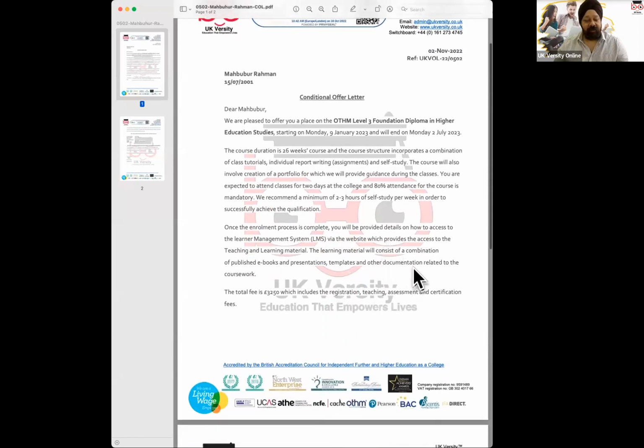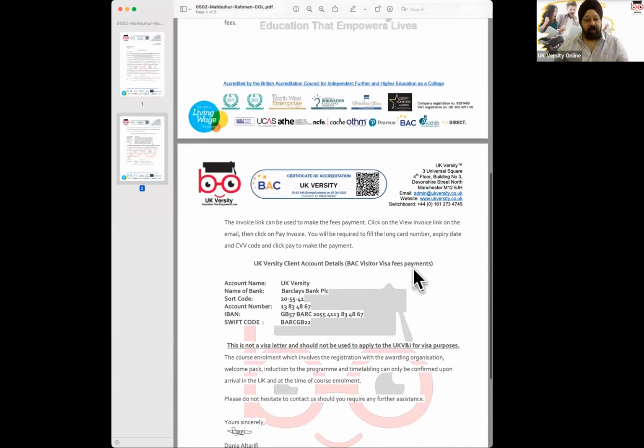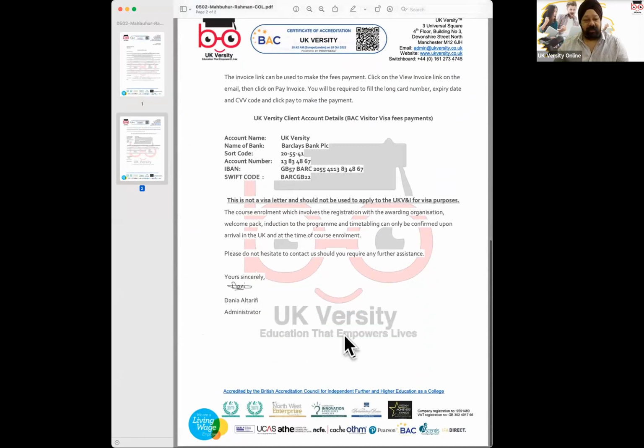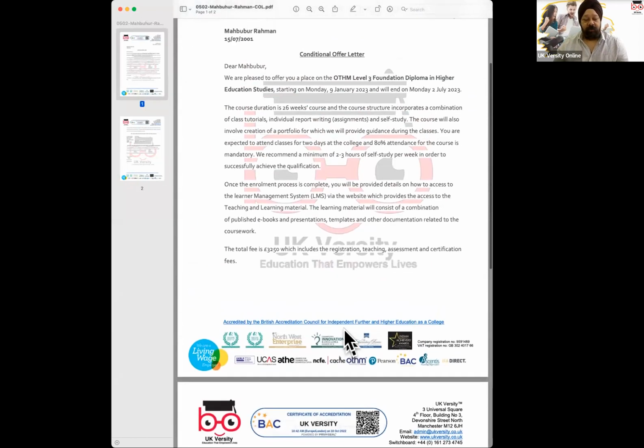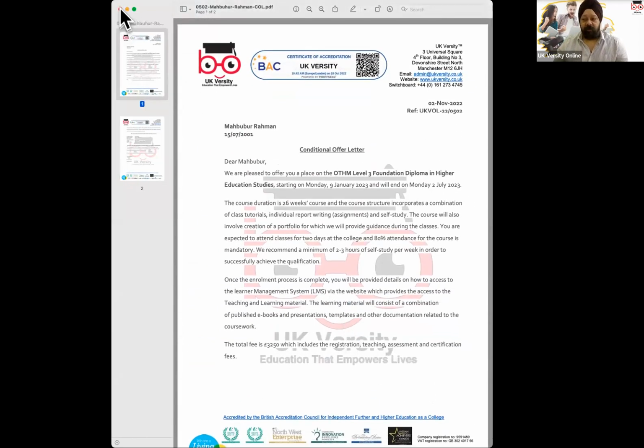This is an example of a conditional offer letter that we issue, and along with that, we issue bank details and an invoice, which will allow you to make the payment for the purposes of starting the course with us.